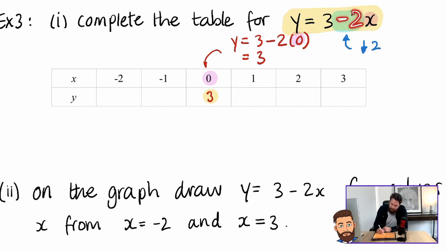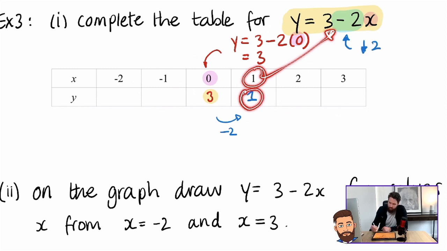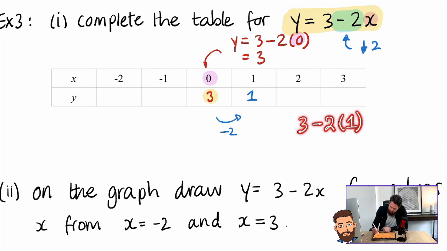Minus 2, it means I need to take away 2 from all of my y values to work them out. So if I start at 3, if I take away 2, that would get me to 1. Let's check if that works. If we actually took 1 and substituted it in, let's check if we do actually get 1. 3 minus 2 lots of 1 is 2. 3 take away 2 is 1. So it does actually work.